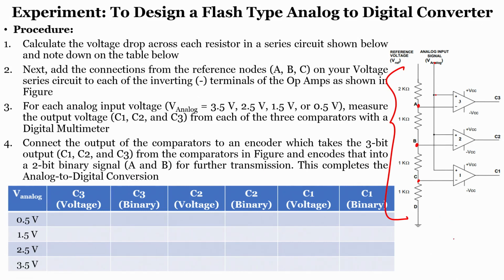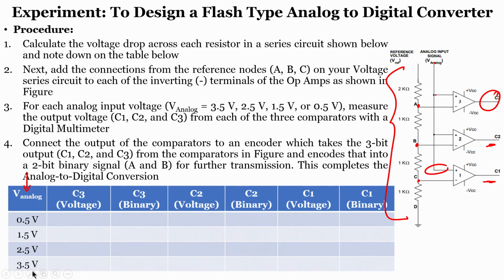So what we will see is the voltage across comparator C3 and then the binary value, the same way for C2 with a voltage and the binary value, and here the voltage across C1 and then the binary value across C1. So we will perform the experiment for different analog voltages. Now you see the analog voltage is varied from 0.5, 1.5, 2.5 to 3.5.